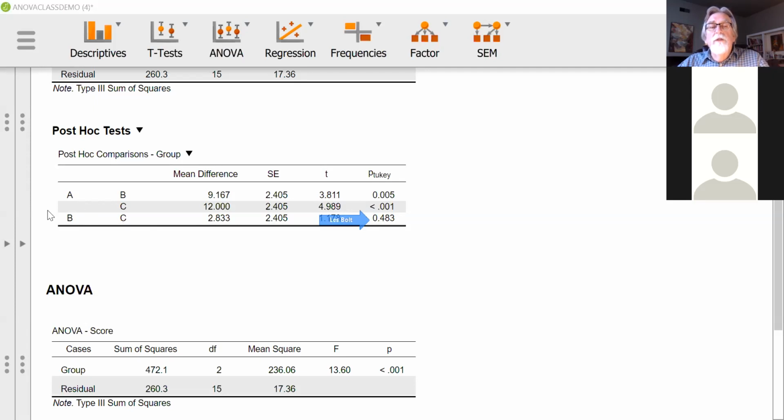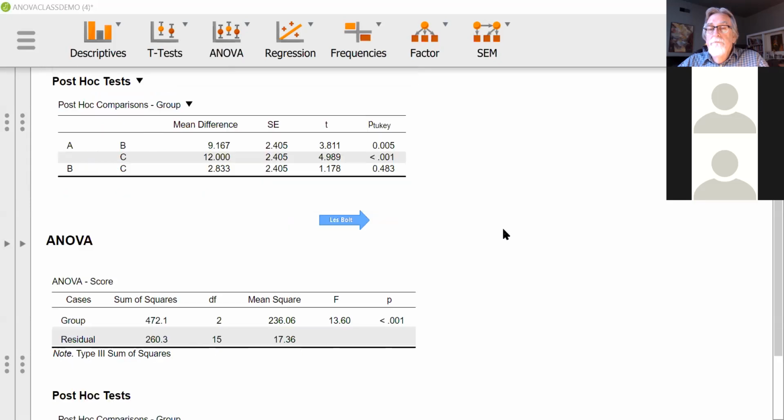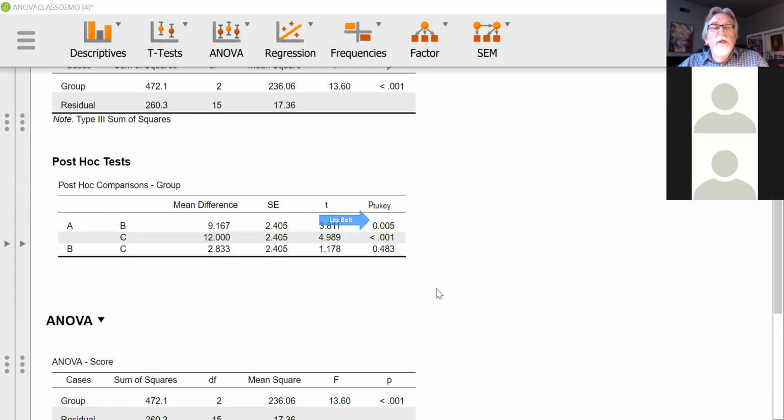So the way you might interpret this is that there is a significant difference between groups A and B, a significant difference between groups A and C, with group A being higher in all cases, but there's no difference between B and C. So the real difference here is A is significantly higher than both B and C, but B and C are not significantly different from each other. And as I said, it ran twice, but I don't know exactly why.